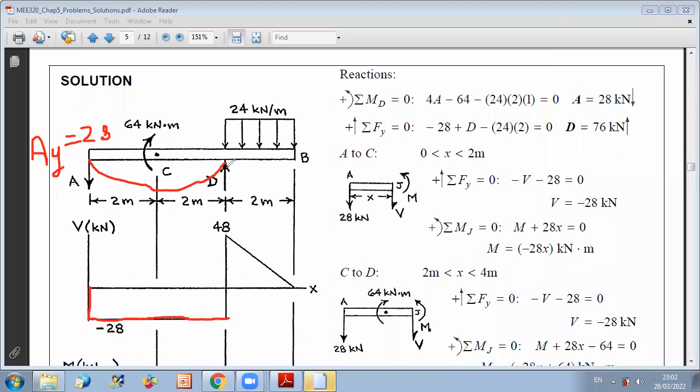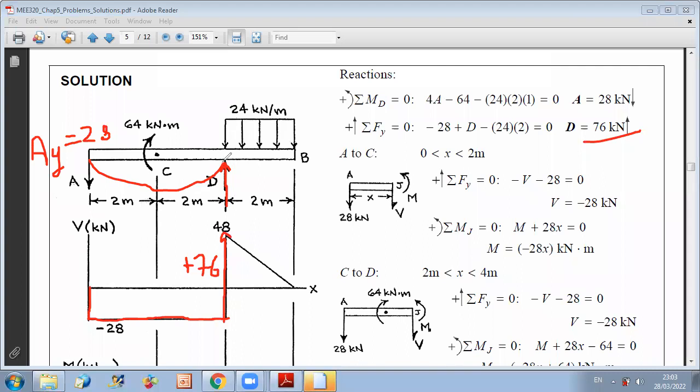At D, you have your roller, and you calculated your roller reaction. Your roller reaction is 76 kilonewton upward. So a concentrated force will cause an upward jump in the shear when I move from left to right. So minus 28 plus 76 will give you a plus 48.